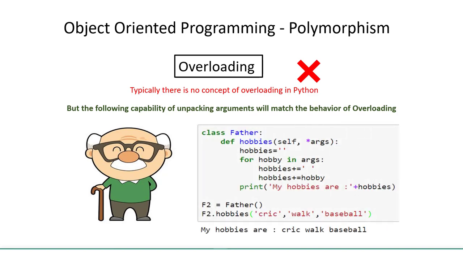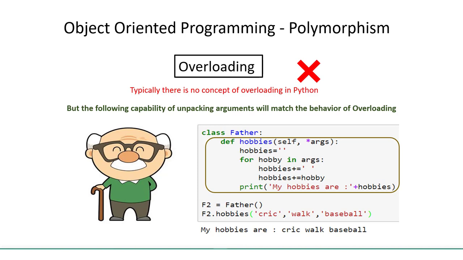We have the same class Father and we have a hobbies function inside that. The arguments that are passed inside this hobbies function will not be just static values. Instead, they will be *args or **kwargs, so the number of arguments that will be passed to this function can be dynamic in nature. Thus, with the help of unpacking the arguments, we are able to match the behavior of overloading in Python.